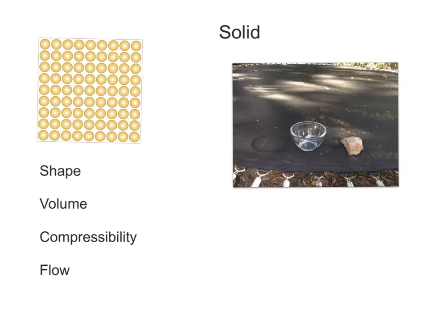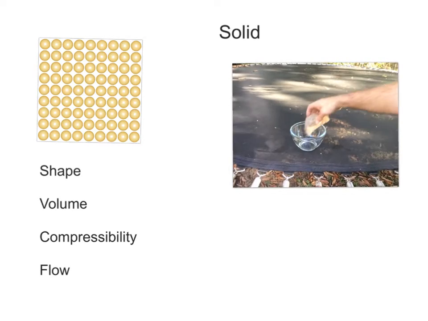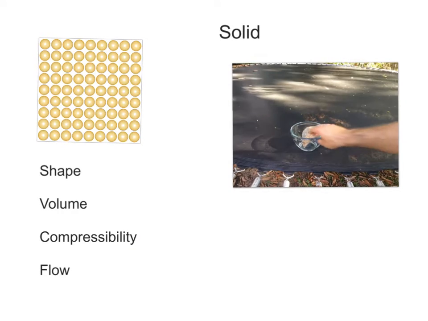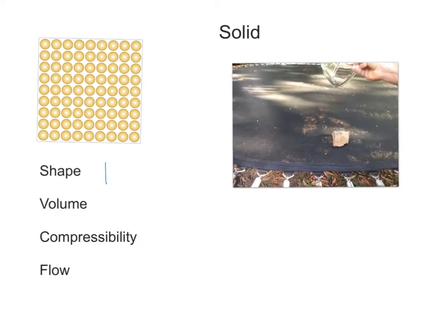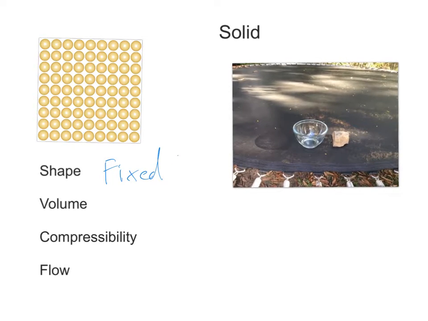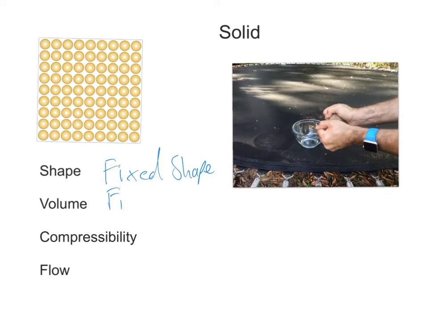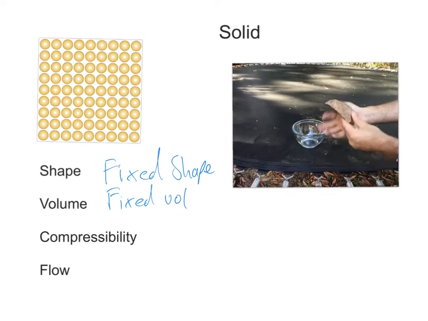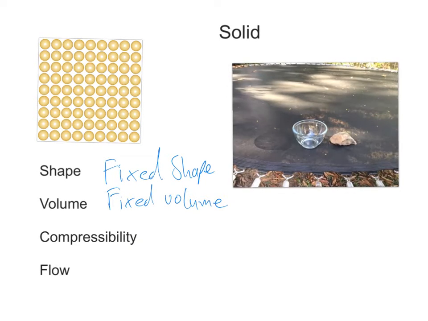Let's have a look at the similarities and differences between solids, liquids, and gases. Let's start with solids. Now, does a solid retain a fixed shape? Yes, fixed shape. It has a fixed volume. I can't compress it. And it will not flow.